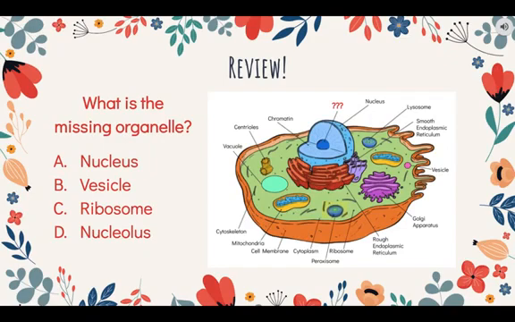Now let's review what you learned. What is the missing organelle? Is it A, the nucleus, B, a vesicle, C, a ribosome, or D, a nucleolus? If you said the answer is D, nucleolus, you are correct.